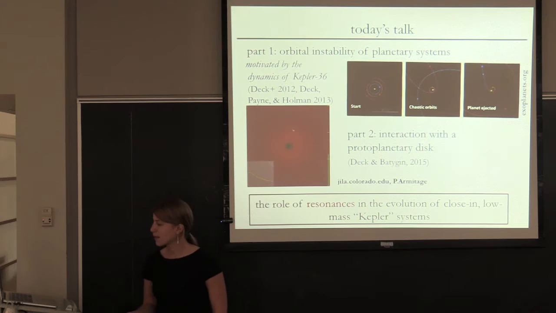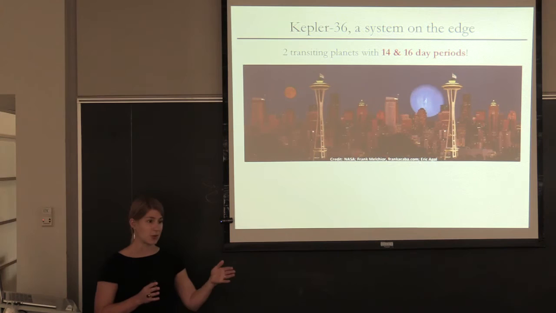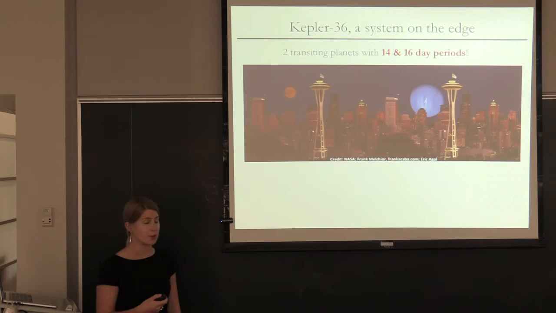Okay, so to begin with, I got interested in the question of long-term stability because of work that I did on the Kepler-36 system. So this is a 2-planet system. Their orbital periods are 14 and 16 days. And what that means is that these planets are orbiting very, very close to each other. If you were living in some version of Seattle on Kepler-36b, the inner planet, Kepler-36c would appear this large in the sky. And just for reference, here is how big the moon looks.